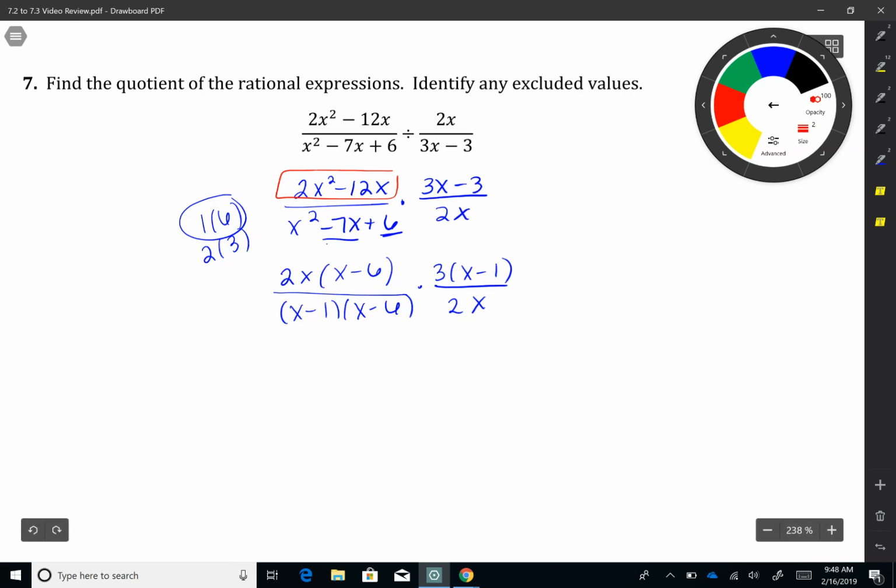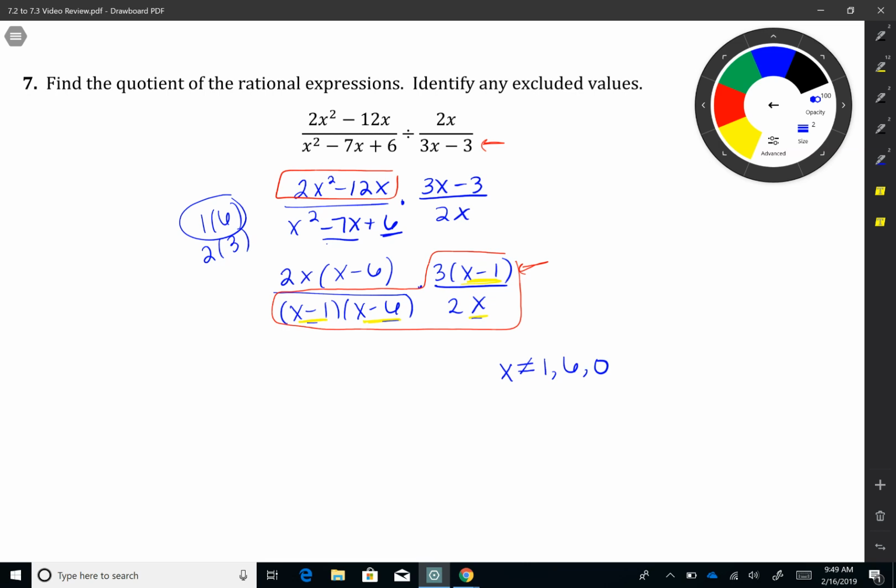Now, here's a big difference when we're doing division. The excluded values come from both denominators and the numerator of the second fraction, because that numerator used to be the denominator. So any variable factor, I have this x minus 1, I have x minus 6, I have x, and then I have x minus 1 again. Any of those would give me an excluded value. So my excluded values are positive 1, positive 6, and 0. So this is 1, 6, 0, but then I don't need to write 1 again for that one up top.